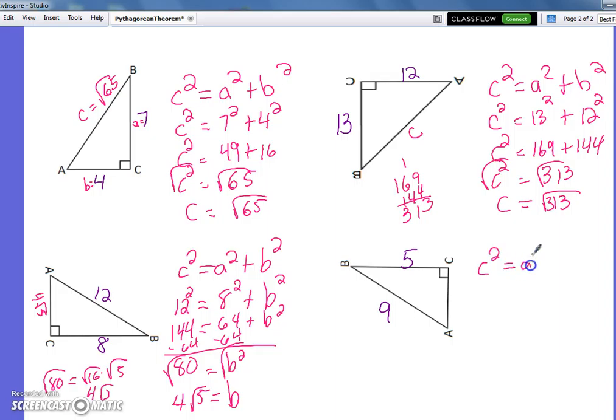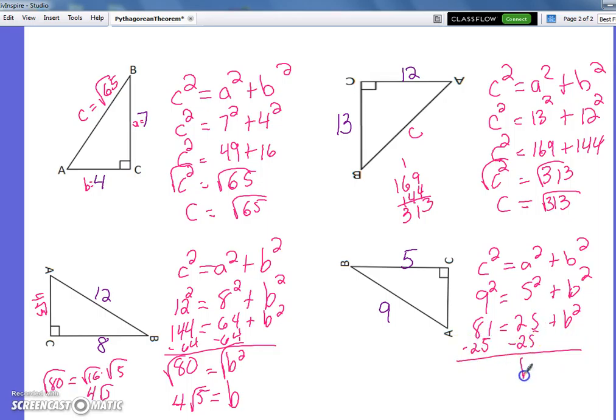c squared equals a squared plus b squared. The c is the hypotenuse, so 9 squared, I do know. a squared, I do know. And again, in this problem, I don't know the b. So 81 equals 25 plus b squared. Again, I'm going to minus 25 from both sides. Get 56. Take the square root of both sides. And again, if 56 could be simplified, then simplify it.